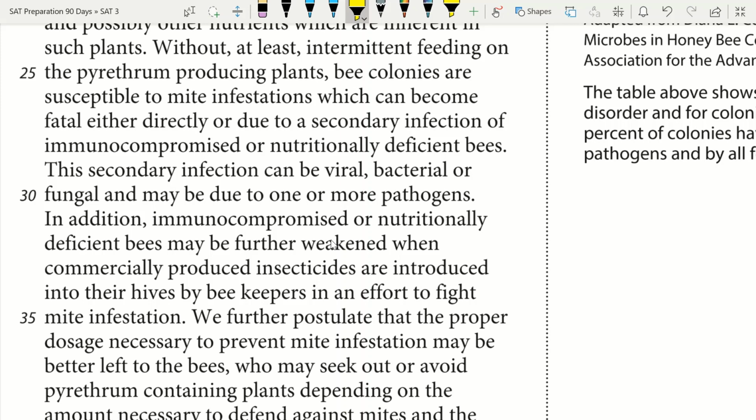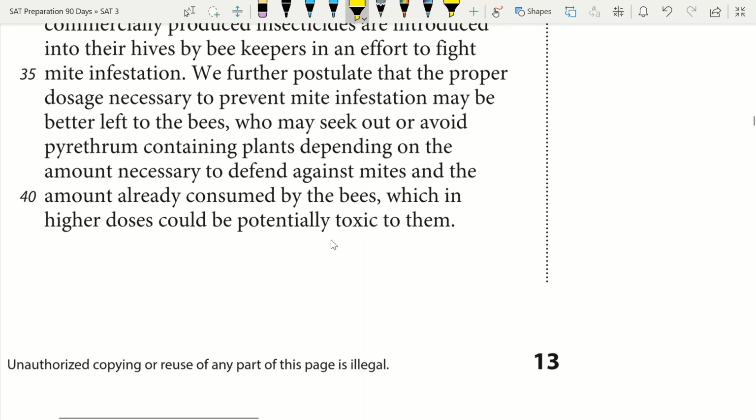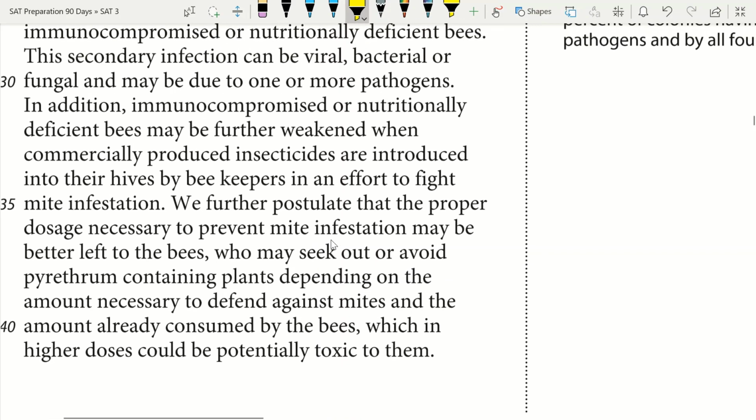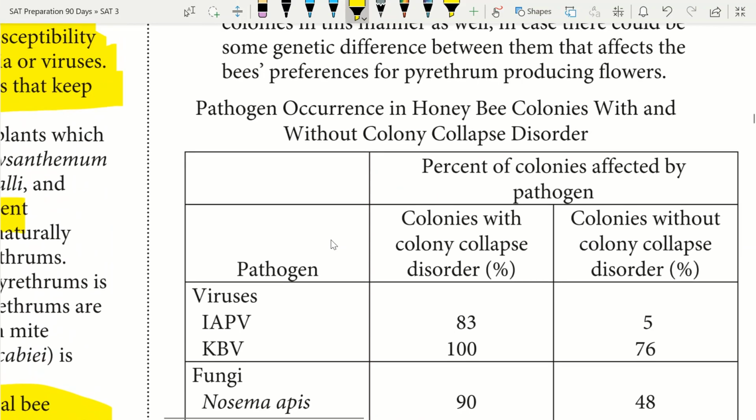In addition, immunocompromised or nutritionally deficient bees may be further weakened when commercially produced insecticides are introduced into their hives by beekeepers in an effort to fight mite infestation. We further postulate that the proper dosage necessary to prevent mite infestation may be better left to the bees, who may seek out or avoid pyrethrum-containing plants depending on the amount necessary to defend against mites and the amount already consumed by the bees, which in higher doses could be potentially toxic to them.